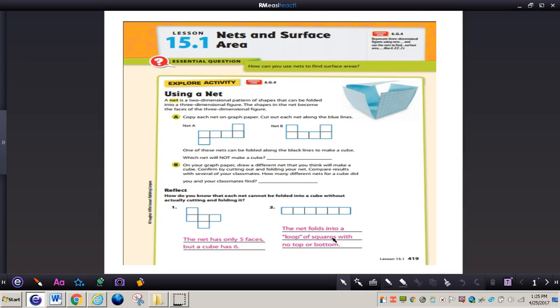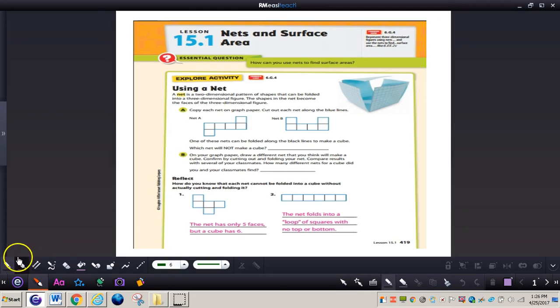Now what it says is copy each net on graph paper. Cut out each net along the blue line. So I want you to do that in your graph paper now. And when you're finished with that, you can press play and keep watching this with us. Now, it says one of these nets can be folded along the black lines to make a cube. So I want you to fold these nets along the black lines to make a cube.